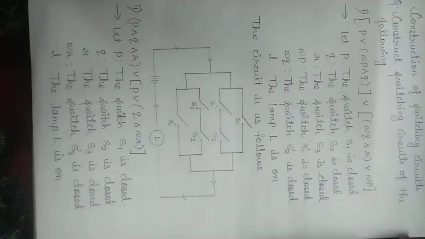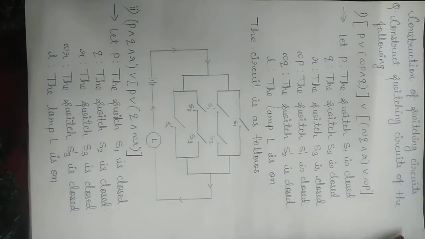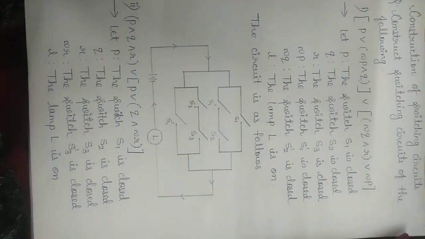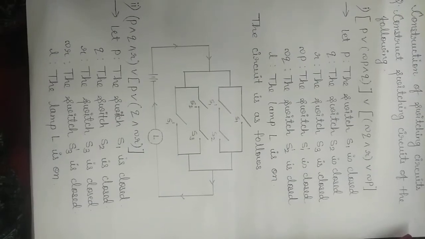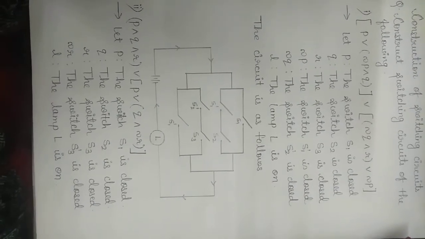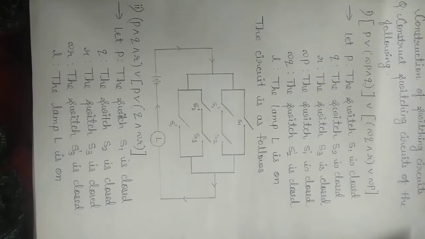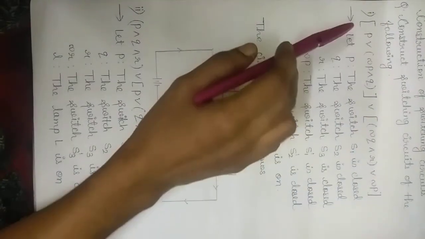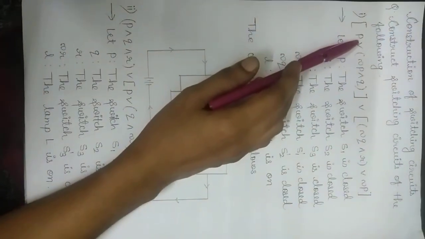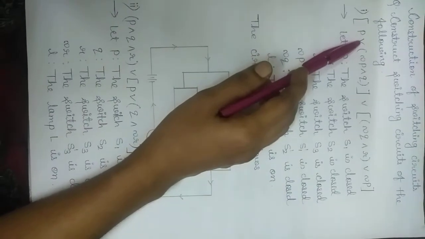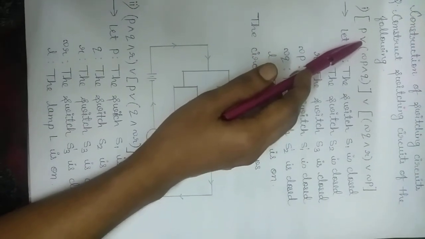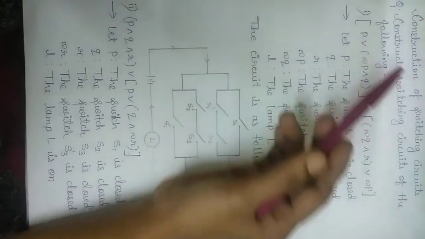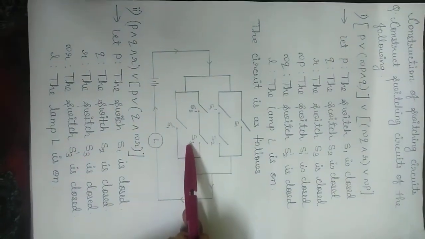Now in our previous lecture we learned, when the circuit diagram is given, how to write the corresponding logical expression for the given circuit. But this is the opposite part of it, meaning the logical expression will be given to us and by using that logical expression we will construct the circuits.